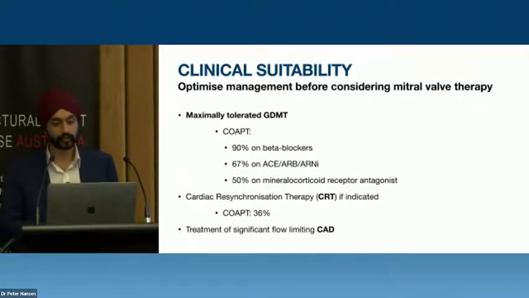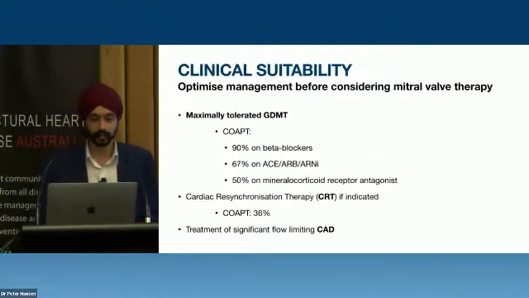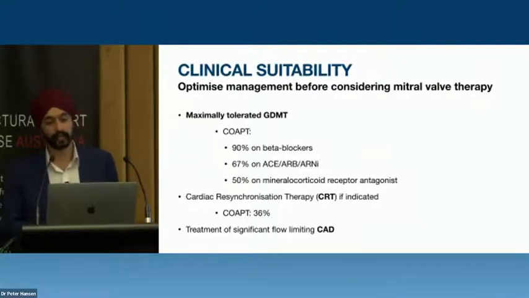In the largest trial, or the RCT, comparing the MitraClip to guideline-directed medical therapy, which was the COAPT trial, 90% of the patients were on beta blockers, 2/3 of the patients were on an ACE, ARB, or an ARNI, although only 4% were on ARNI due to the timing of the trial, and 50% were on mineralocorticoid receptor antagonists. So fairly good, guideline-directed medical therapy.